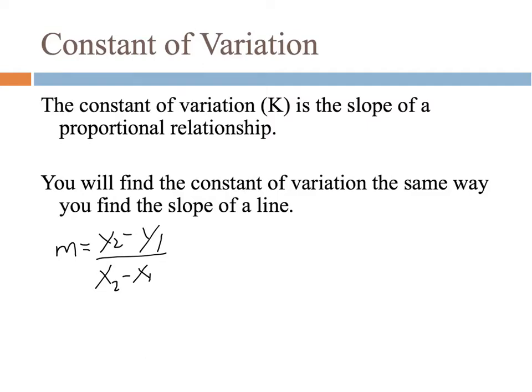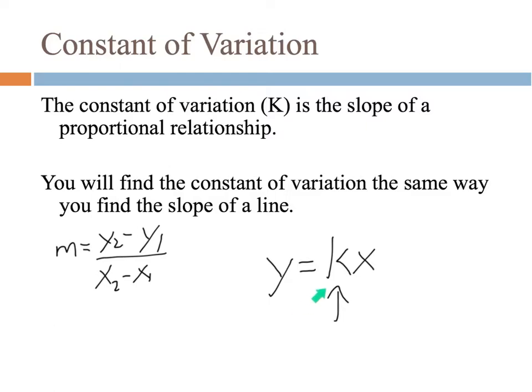And before we go on to the next slide and start talking about finding the constant of variation, I want to show you the equation for a direct variation. The equation for a direct variation is in the form y equals kx, where k is our constant of variation and y and x are our two variables. So k, our constant of variation, we can find the same way that we find slope, which is the change in y over the change in x.